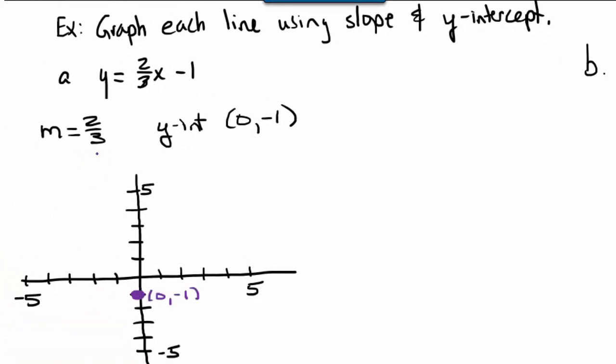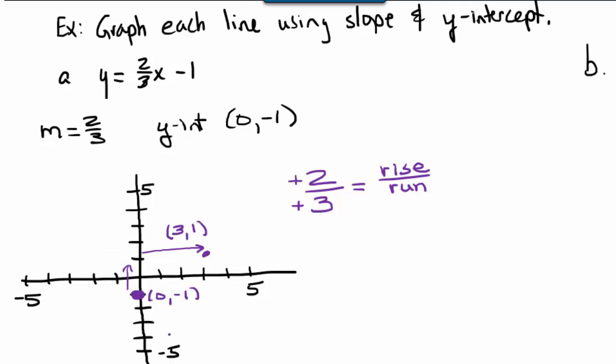Then we're going to use m to tell us where to go, thinking of 2/3 as our rise over run. Remember, when we're doing rise over run, the sign is important. So we could think of this as +2 over +3. So +2 is our rise, meaning we're going to go up 2 units. And then +3 is our run, which means we're going to go to the right 3 units. This is going to put us at the pair of coordinates 3, 1.